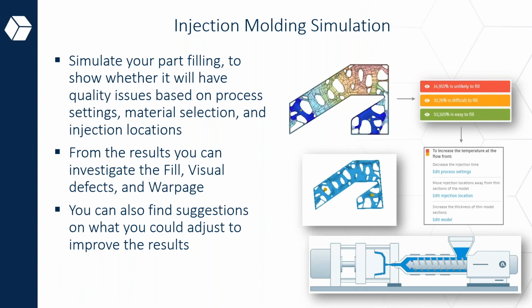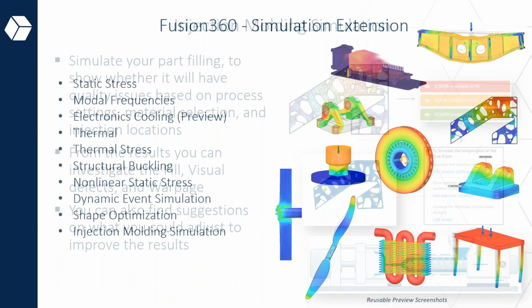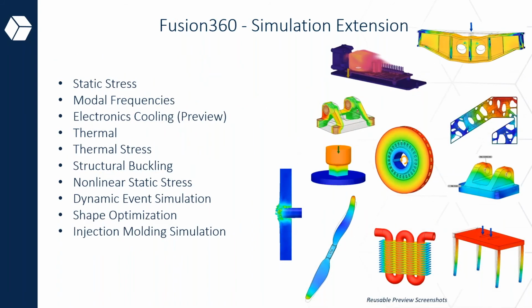From these results, you can investigate the fill, visual defects, and warpage of your parts, and as a result, you'll be able to make a very informed decision on how to set up your plastic parts to specifically align towards the manufacturing process. There we end our Fusion 360 simulation extensions.